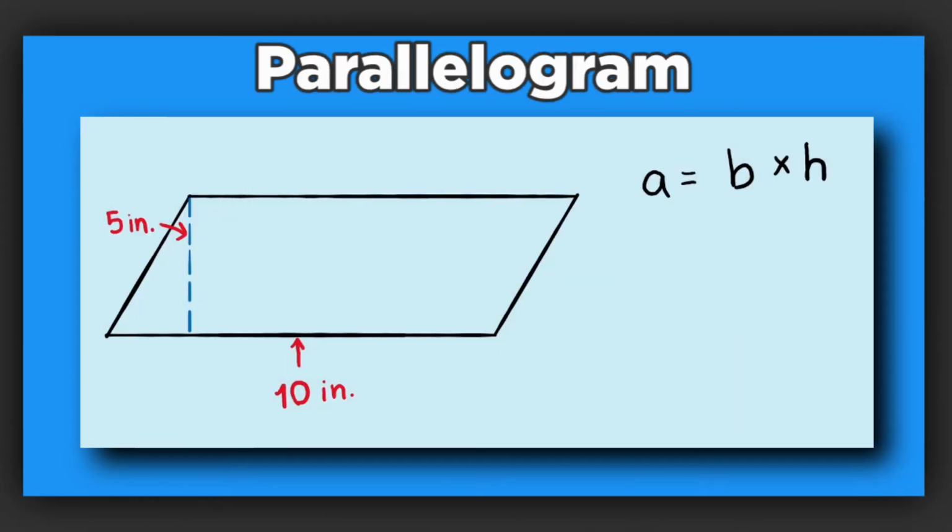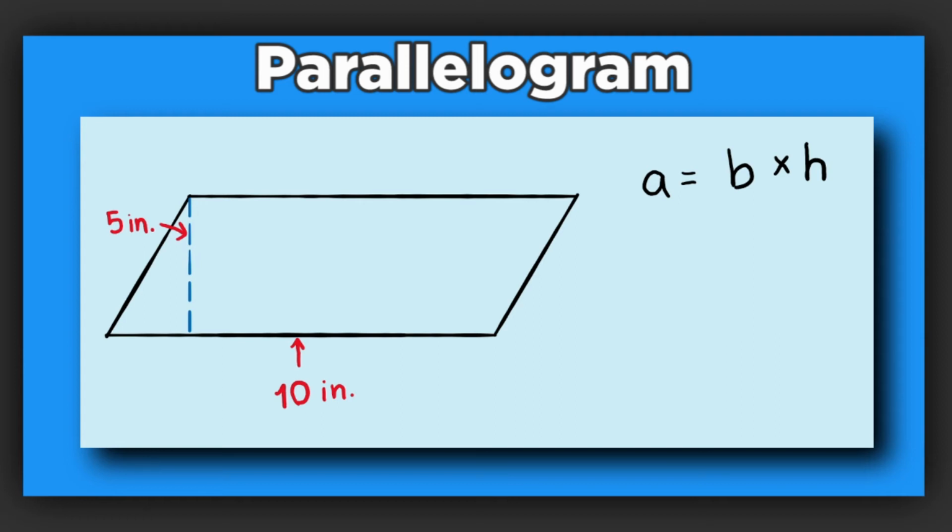Now we are going to learn how to find the area and perimeter of a parallelogram. We will find out how to solve them like the previous shape. So first we are going to start with the area. The formula for the area of a parallelogram is A, or area, is equal to B, or base, times H, or height. Our shape's base is 10 inch and the height is 5 inch.